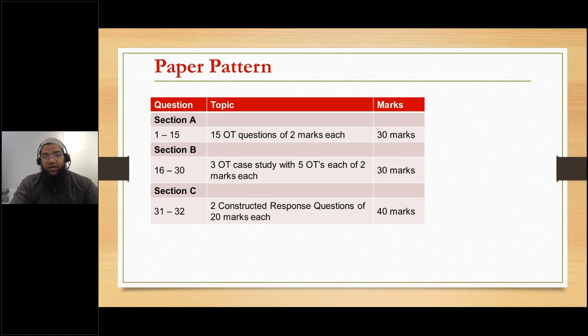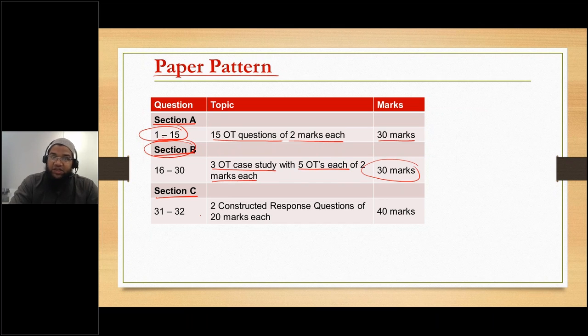Let's discuss the paper pattern. We are starting with an overview. In the exam, you're going to find three different sections, Section A, Section B, and Section C. Section A will have 15 OT questions of 2 marks each. That will make a total of 30 marks. In Section B, you are going to have 3 OT case studies with 5 OTs in each case study, making a total of 15 OT questions of 2 marks each, making again a total of 30 marks.